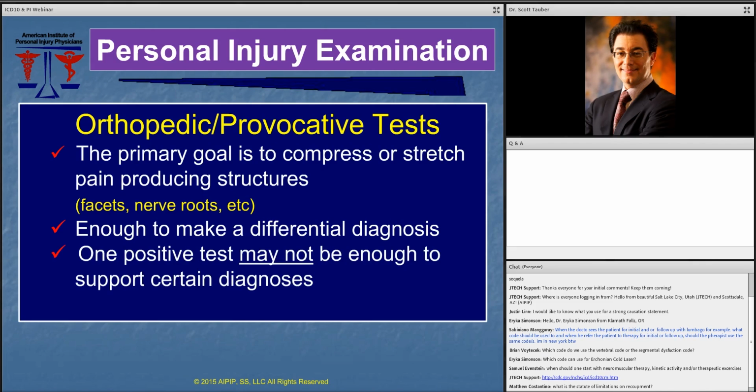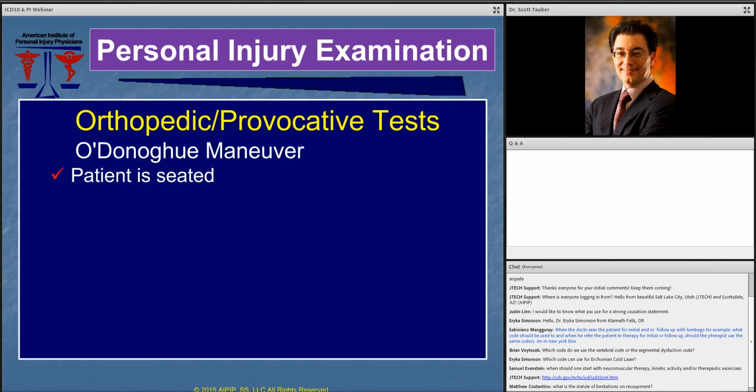The test that I would like you to think about is called the O'Donoghue maneuver, and it's just one. I'm going to talk about another one here. Some of you, this may be new to you, some of you may do it already, but this one is designed to differentiate sprain versus strain, and it can be done on any joint in the body, but we're going to talk about the cervical spine, since that's what we're trying to get to, a cervical sprain or strain diagnosis, or either or.